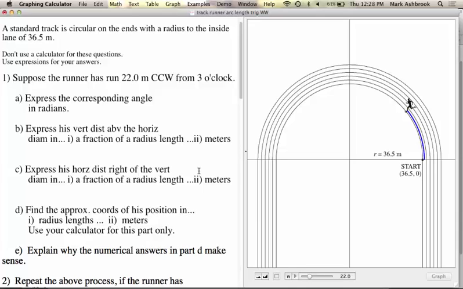Now I'm showing that the runner has run 22 meters. No calculator for A through C. You're going to express the corresponding angle swept by the runner in radians, then express the vertical distance as a fraction of the radius length, and in meters, and then express the horizontal distance as a fraction of the radius length in meters. Just do A through C, no calculator. You're expressing them using what we've learned, and then you can compare with each other. You can work together and compare your answers.